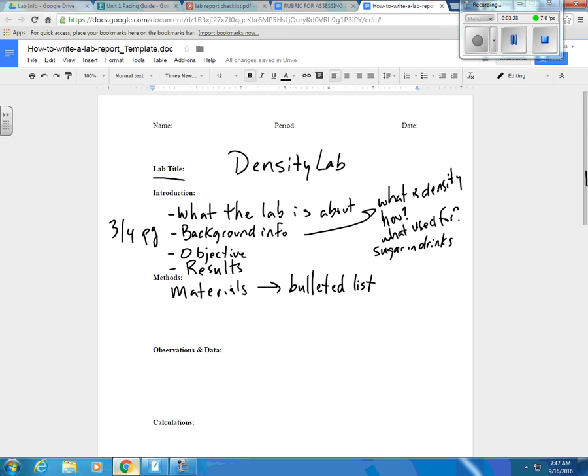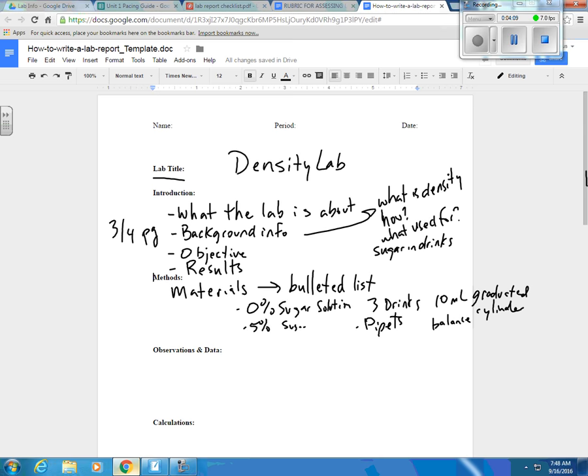So you're going to have a 0% sugar solution, a 5% sugar solution, and so on and so on. And then you're going to have the drinks, the 3 drinks. What are they? You've got pipettes, those are little plastic droppers. You had a 10 milliliter graduated cylinder, and we had a balance. So think of all the things that we used, and put a bullet or a dash by each one.